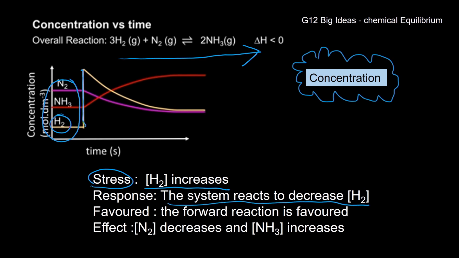Which reaction is favored then? Well, it has to be the forward reaction, because the forward reaction is the one that's going to take away the hydrogen; it's been used up to form something new. So the forward reaction is favored. What is the effect then? Well, there's going to be an increase in the concentration of ammonia gas and a decrease in the concentration of nitrogen gas.